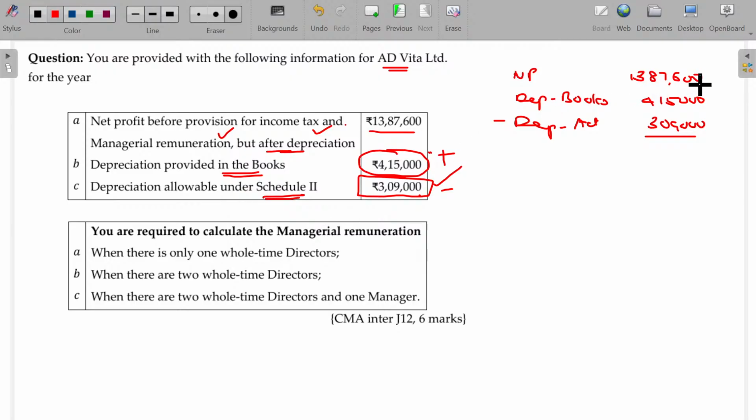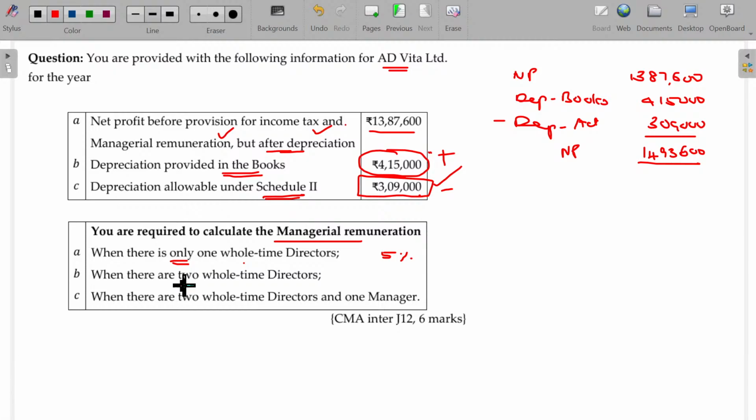Now, 13,87,600, with that 4,15,000 is added and 3,09,000 is subtracted. What is the final value? 14,93,600. Now you are required to calculate the managerial remuneration when there is only one whole-time director. If we have only one whole-time director, you have to calculate the managerial remuneration, the maximum being 5% of this value. Net profit for the managerial remuneration.